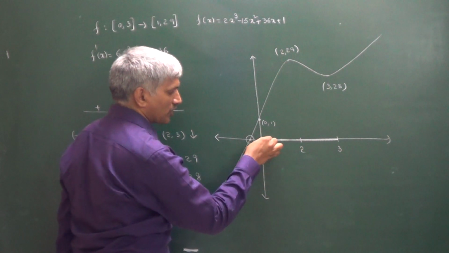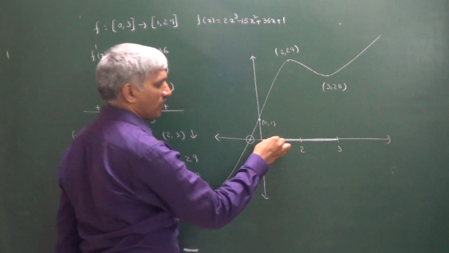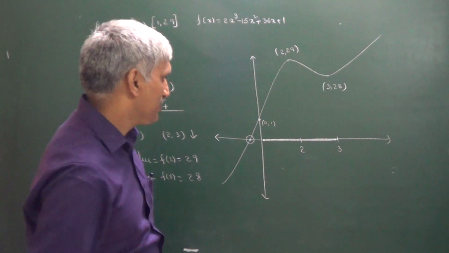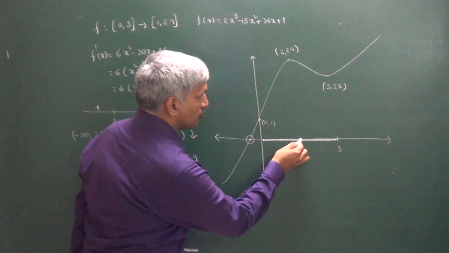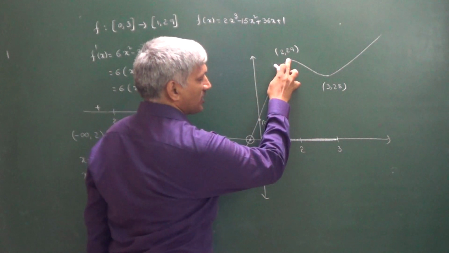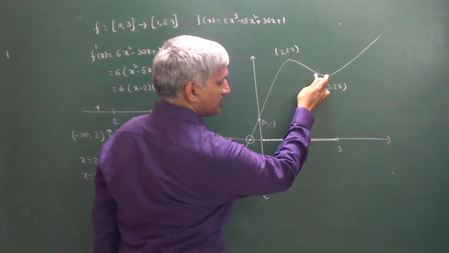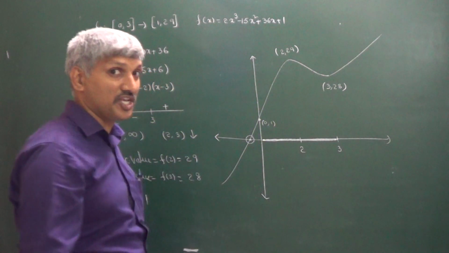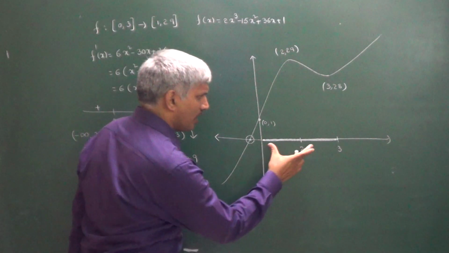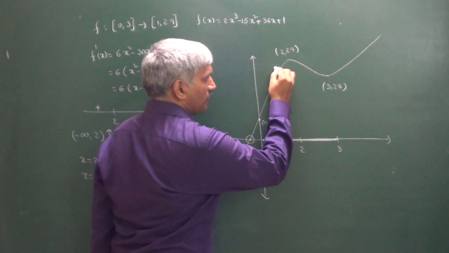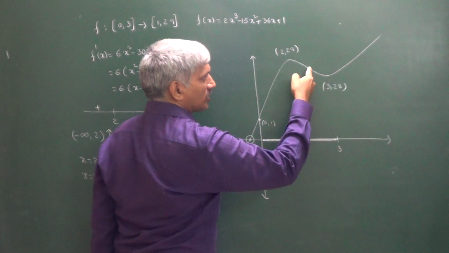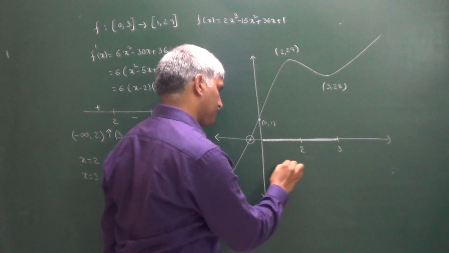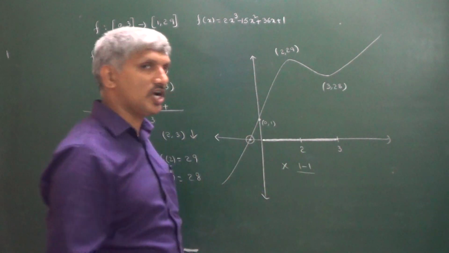0 to 3, observe the graph. It is neither increasing nor decreasing, because from 0 to 2 it is increasing, and again from 2 to 3 it is decreasing. That's why in the entire interval 0 to 3 it is neither increasing nor decreasing. Otherwise, between 0 to 3, if you draw a horizontal line, it cuts the graph at more than 1 point. So it is not a 1-1 function. The function is not a 1-1 function.